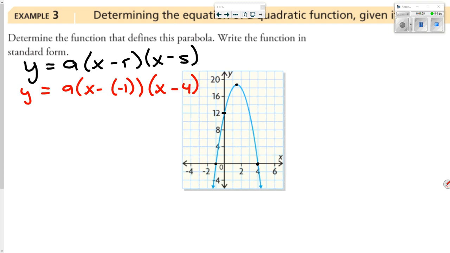Okay, we have a coefficient that we don't know yet. a times (x minus negative 1)(x minus 4). We can rewrite that, simplify that just a smidgen.